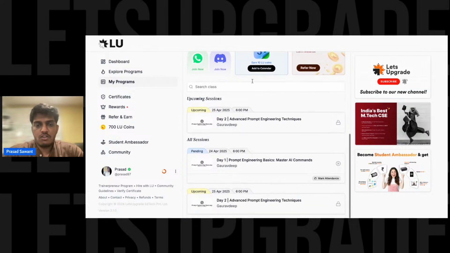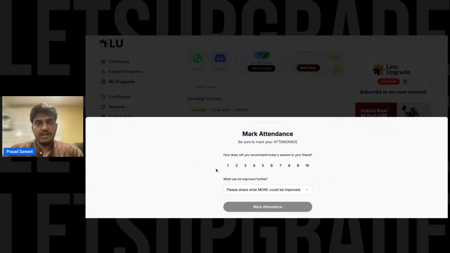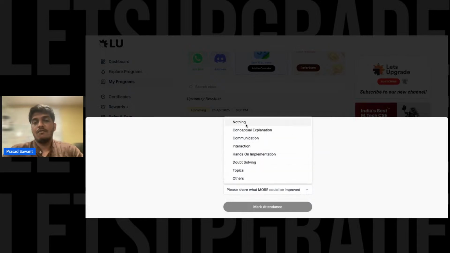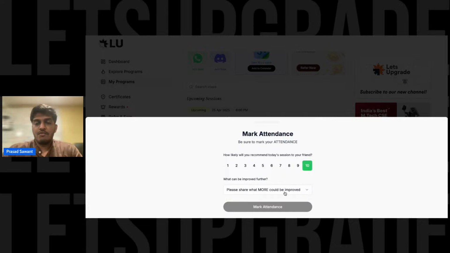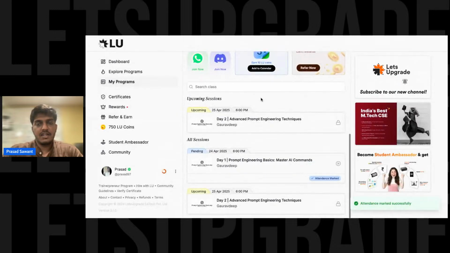Now all the things are unlocked. You can see the first session that is available, day one, prompt engineering basics. You can go and mark attendance right from here. It will give you options from 1 to 10. If you are giving us anything below 10, please ensure to mark what went wrong, so that we can improvise on the further bootcamps. For now, I'm going to just give a 10, and I'm just going to put nothing, and that's it. My attendance for today is marked.